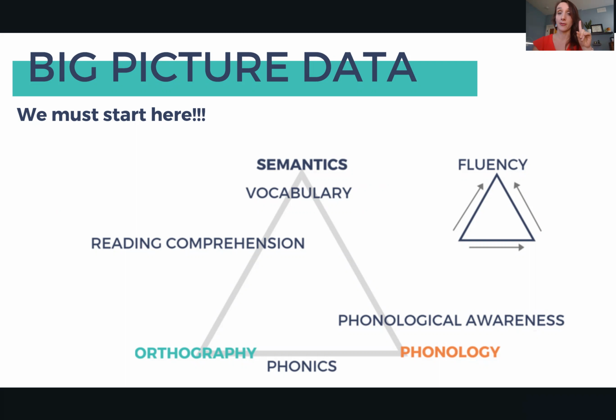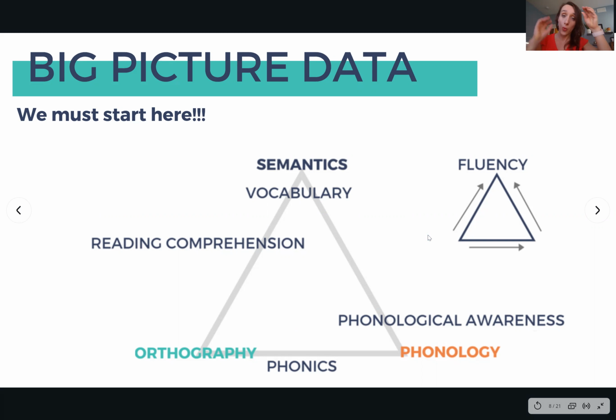We need to know what their phonological awareness looks like. We need to know what their phonics ability looks like. We need to know what their vocabulary looks like. We need to understand their reading comprehension, and we need to understand how quickly these pieces are coming together. This is absolutely critical. We must have scores in each of these 5 areas.